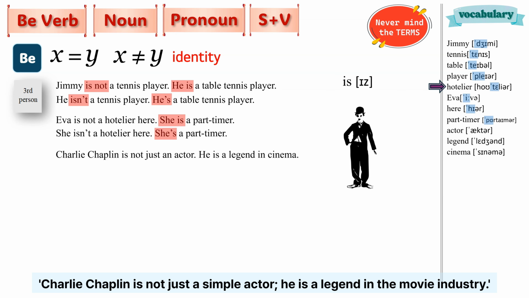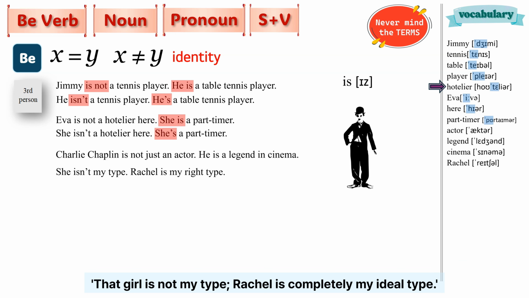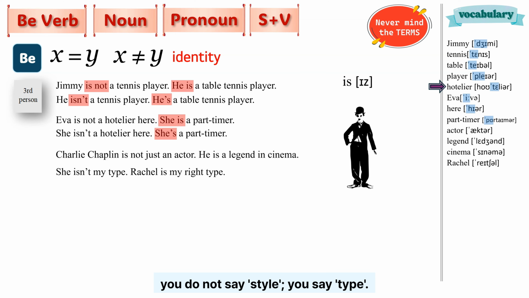Charlie Chaplin is not just a simple actor. He is a legend in the movie industry. A legend is a very famous person who everyone knows and respects because of great things they did. That girl is not my type. Rachel is completely my ideal type. When you talk about the kind of person you like or want as a partner, you do not say style, you say type. For example, if you say, she is my type, it means she has the qualities you want in a partner. Please remember this difference.